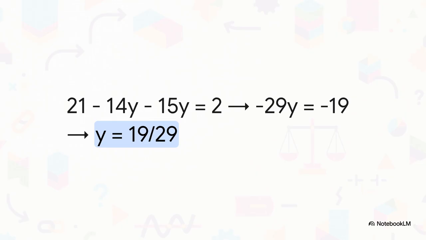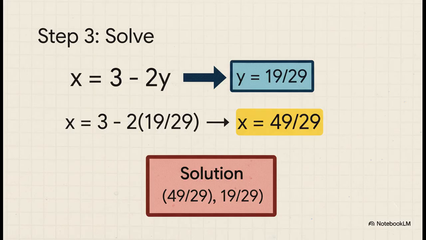See? That's the kind of exact answer you would never, ever find by graphing. We are so close. We're on the last step. Step 3, find the other variable. We just take our shiny new value for y and plug it back into that easy equation we made back in step 1. A little bit of work with fractions, and we find our final answer for x, 49 over 29. And there we have it, our unique solution.